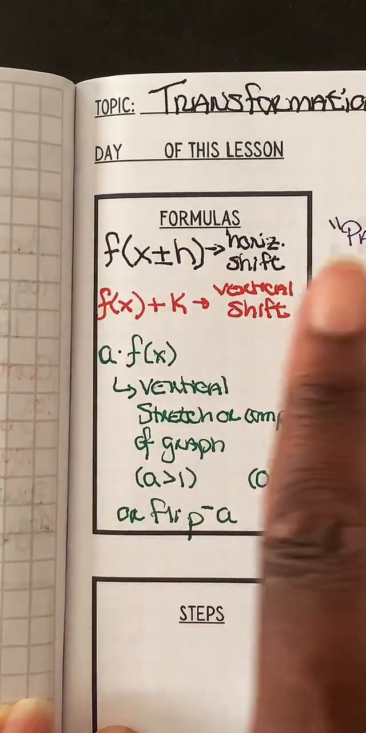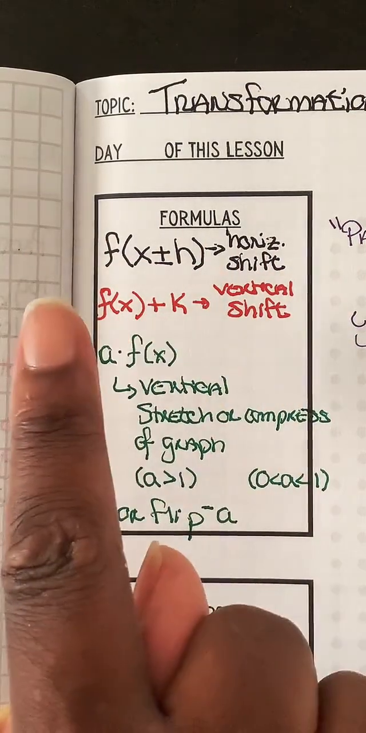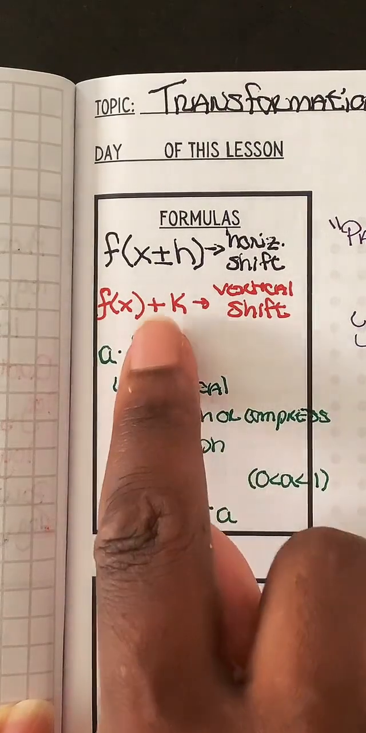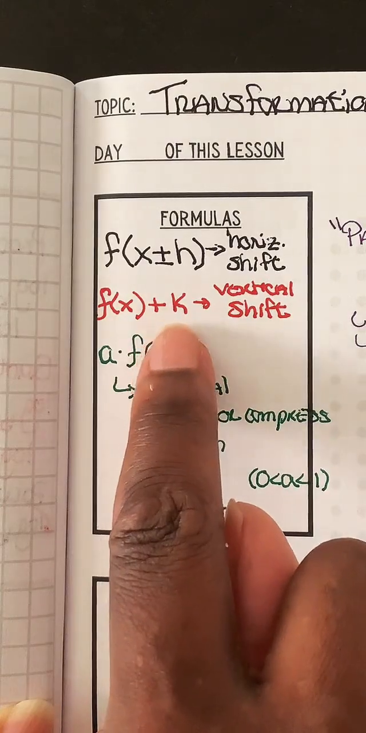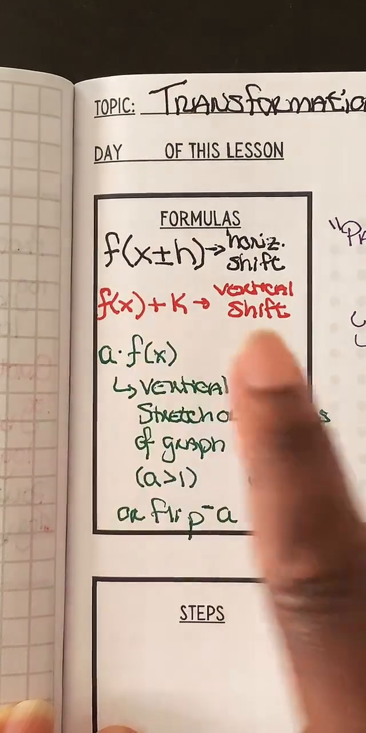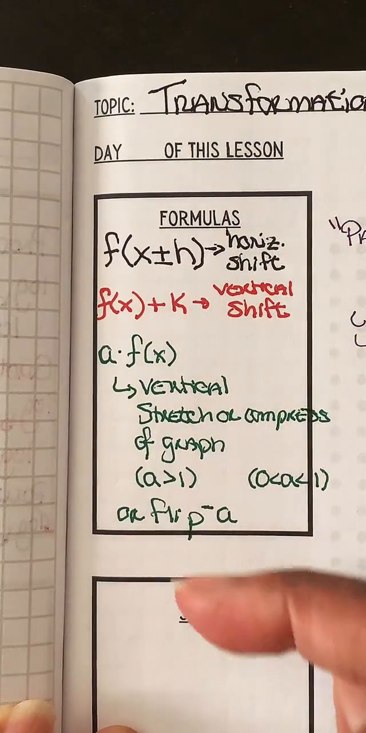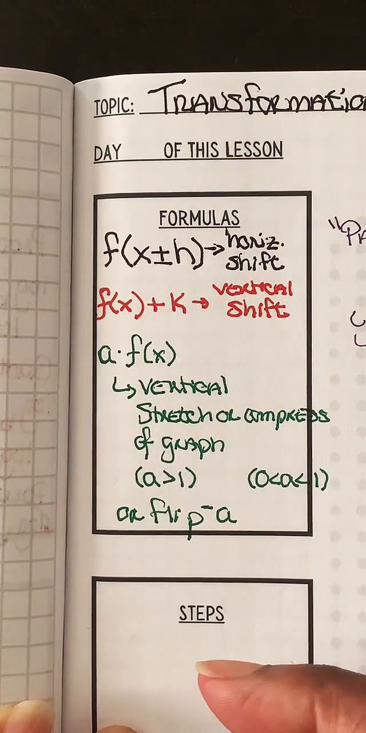So the key thing is, if it's happening inside of a parenthesis, that means you're going to have a horizontal shift. You're going to be moving from left to right. If it's outside the parenthesis, more of the tail end, like your K, your unknown, your constant, that's going to be your vertical shift, which is going to be up or down.